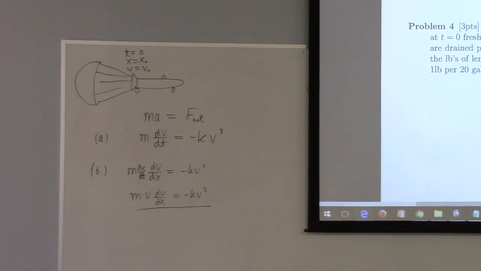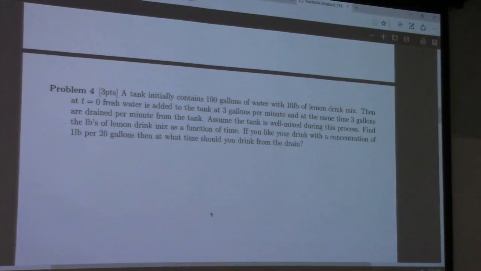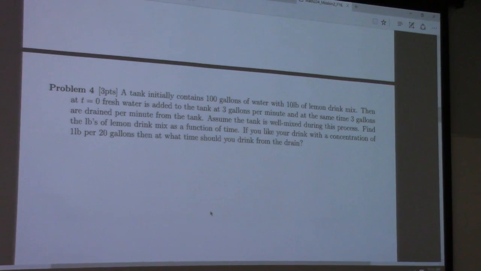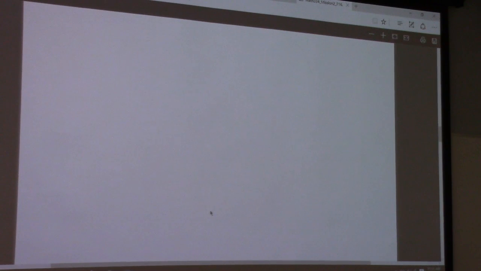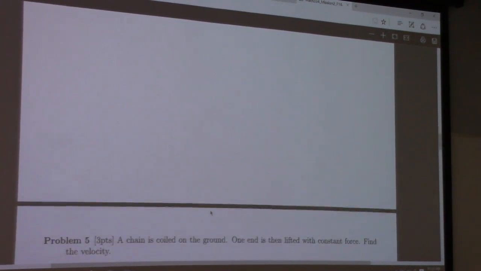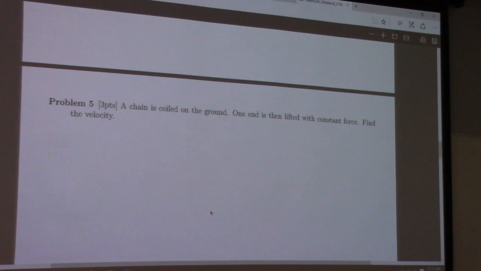A tank initially contains 100 gallons of water with 10 pounds of lemon drink mix. Then at t equals 0, fresh water is added to the tank at 3 gallons per minute, and at the same time, 3 gallons are drained per minute from the tank. Assuming the tank is well mixed, find the pounds of lemon drink mix as a function of time. If you like to drink your drink with a concentration of 1 pound per 20 gallons, at what time should you drink from the drain? It's a slightly non-standard mixing tank problem. That's pretty much the one I solved today. All right. Sorry not to make it more exciting.